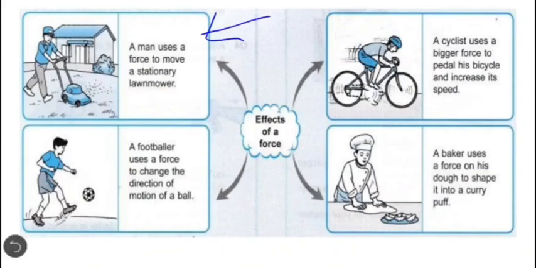A man uses force to move a stationary lawnmower. It means we can move a stationary object, like this man is moving a lawnmower which was stationary, by applying a force. A cyclist uses a big force to pedal this bicycle and increase the speed. It means by applying higher force we can increase the speed of the bicycle. A footballer uses a force to change the direction of motion of the ball. In the game of football, a footballer by applying force can change the direction of the ball toward the goal.